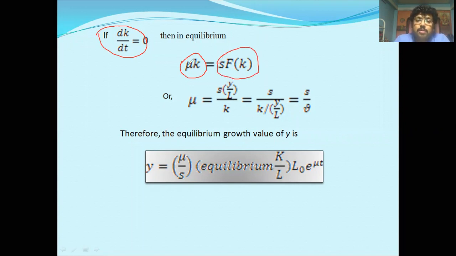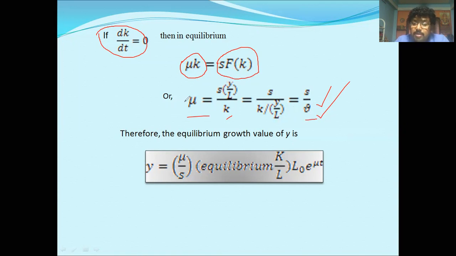Now, after rearranging, we get mu equal to sy by l, because fk is y by l k, and small s k by y by l. After rearranging, we get s by nu. So mu is equal to s by nu.